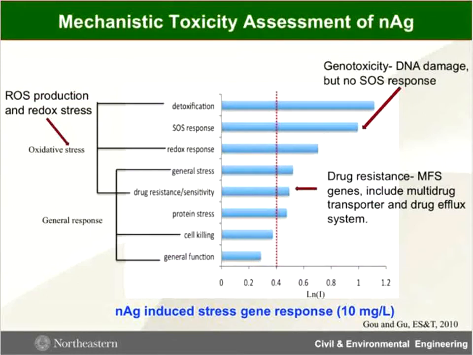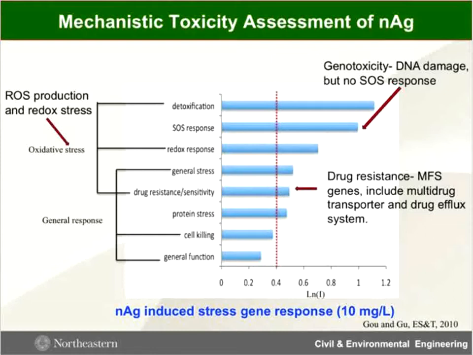Similarly, you can summarize that detailed information into more integrated information, as shown in this figure. The x-axis shows the natural log of an induction factor, which basically measures how much the gene has been changed. On the y-axis, I summarize based on their stress function. So I put all the genes involved in detoxification in one bar, all the genes involved in SOS response in one bar, et cetera.